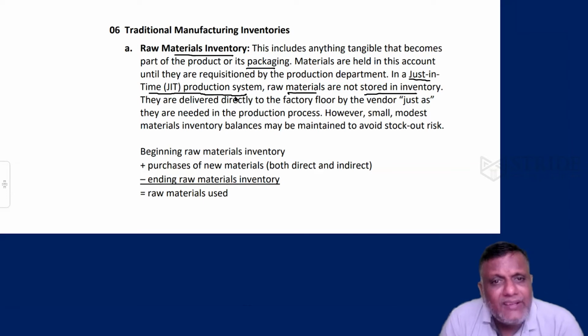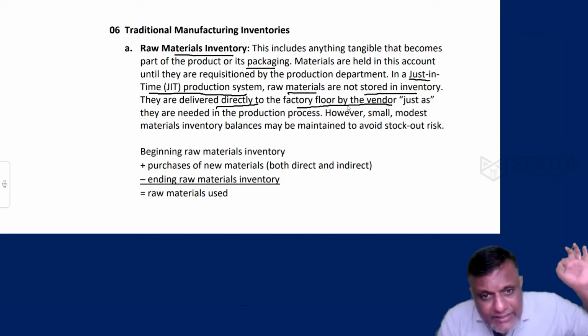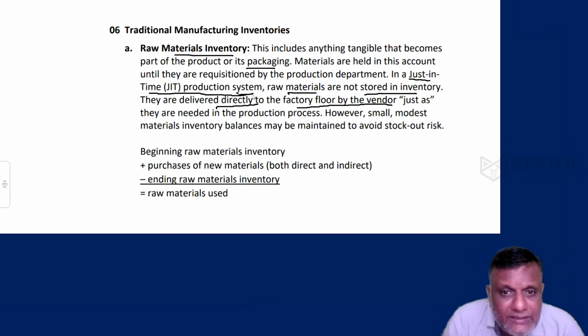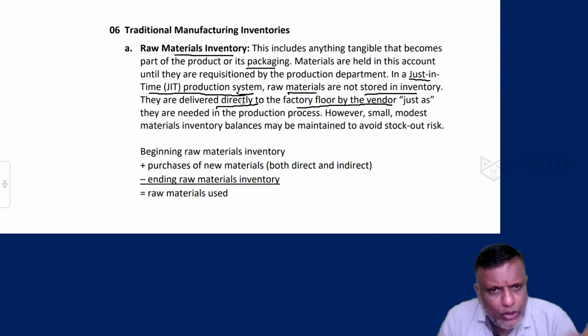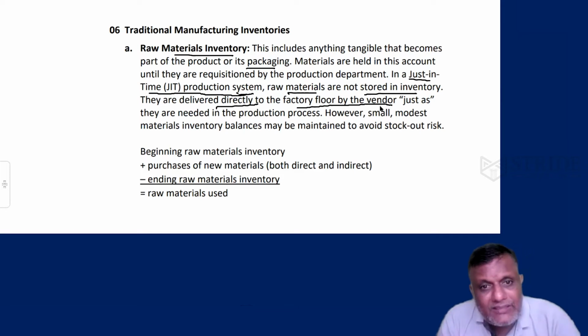When the just in time production system is implemented, no storage of raw material is required. Your vendor, your supplier, delivers the material straight to the factory floor. If your production starts at 10 o'clock, the material arrives at your factory at 9 o'clock. The vendor supplies material straight to the factory. 9 o'clock means 9 o'clock, not 9:01. This concept is called just in time.